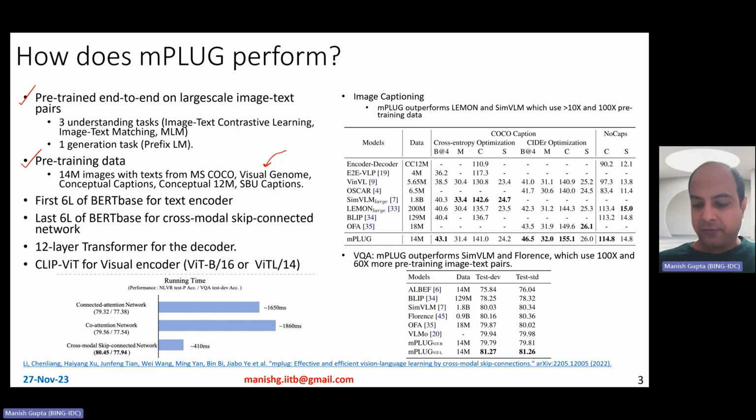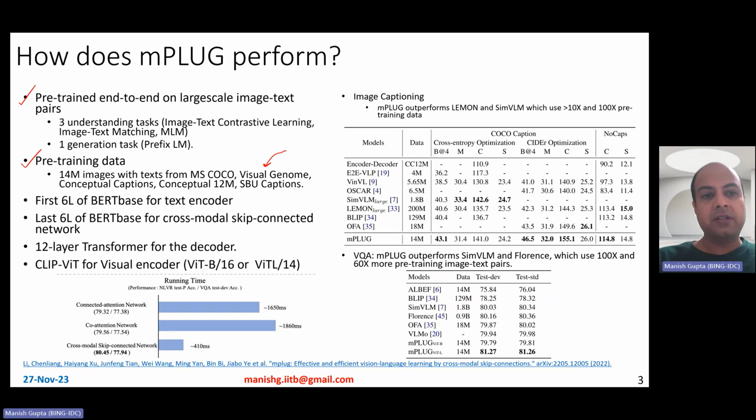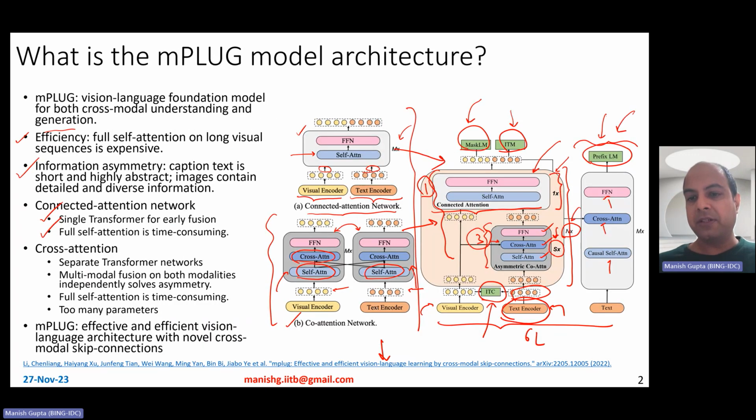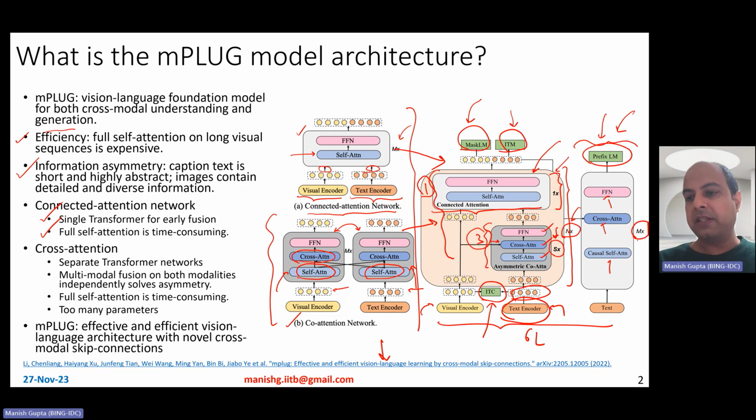For the text encoder side, you see this is a text encoder. They used the first 6 layers of BERT base, and the last 6 layers of BERT base are used for the cross-modal skip connected network at the top. So first 6 layers are for the text encoder, and the last 6 layers of the BERT base are used for this part, the light orange box there. They also used a 12-layer transformer for the decoder. So this is a 12-layer decoder.